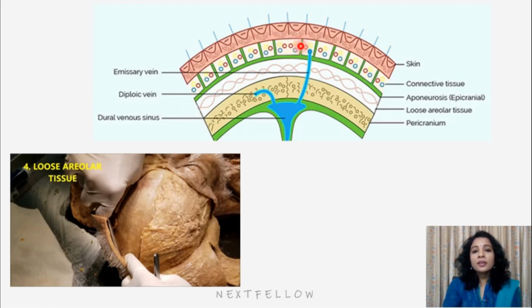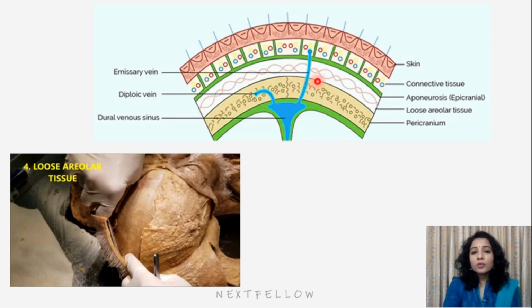Here we can see the loose areolar tissue is traversed by the emissary veins. So this layer is traversed by the emissary veins, which connect the veins of the second layer, that is the connective tissue veins of the scalp, with the veins of the intracranial dural venous sinuses. So this layer is the dangerous layer of the scalp because if there is any pus collection in this layer, it easily spreads into the dural venous sinuses via the emissary veins, which may sometimes be fatal because the thrombosis may go inside and block the dural venous sinuses.